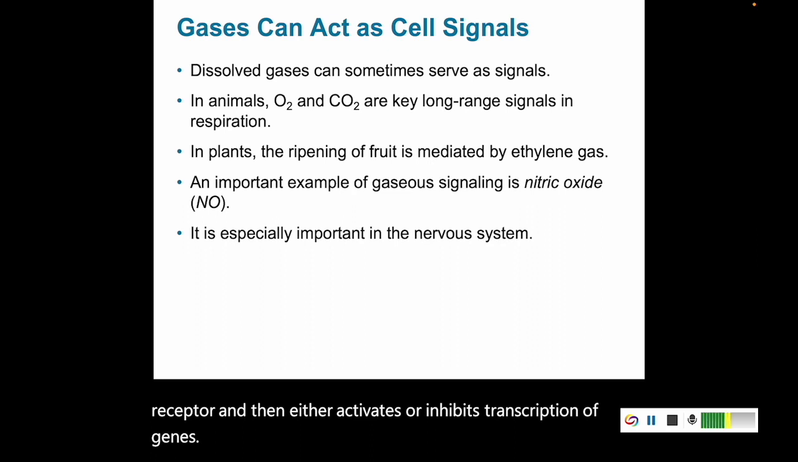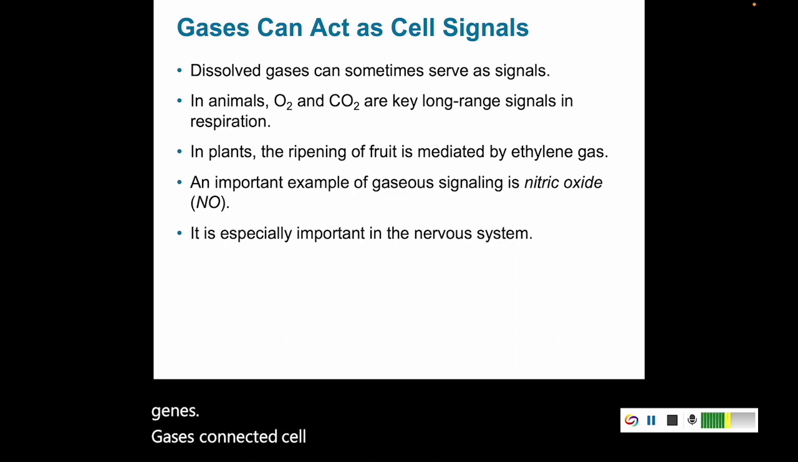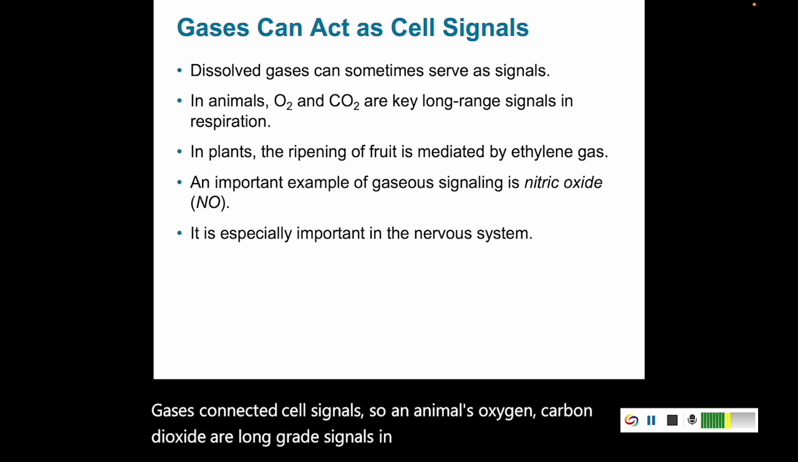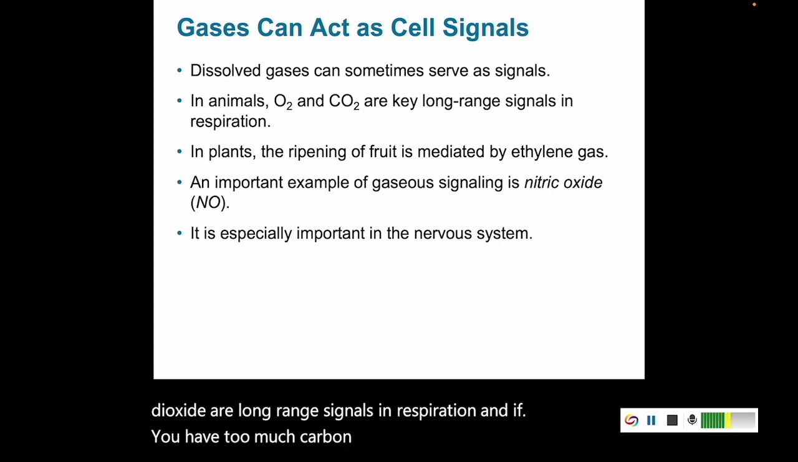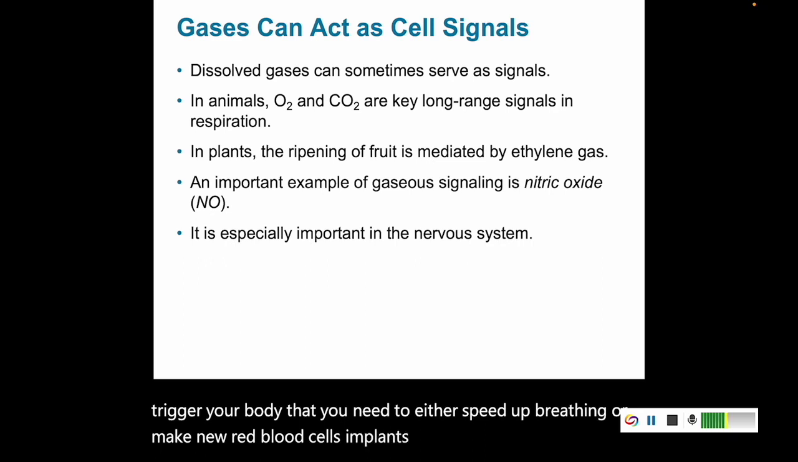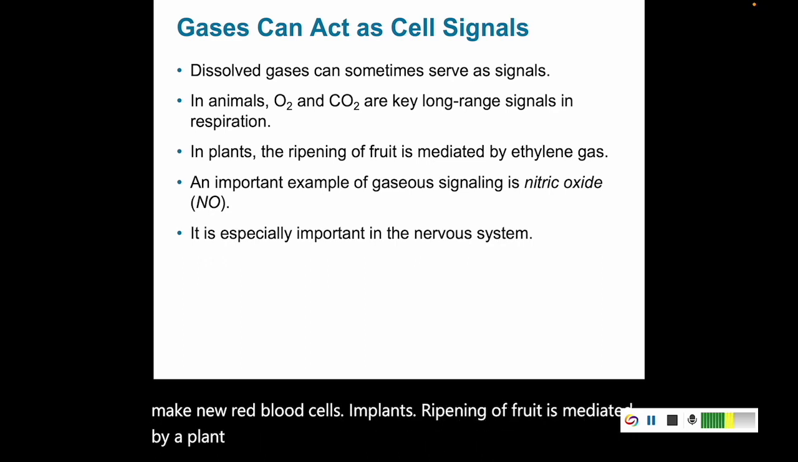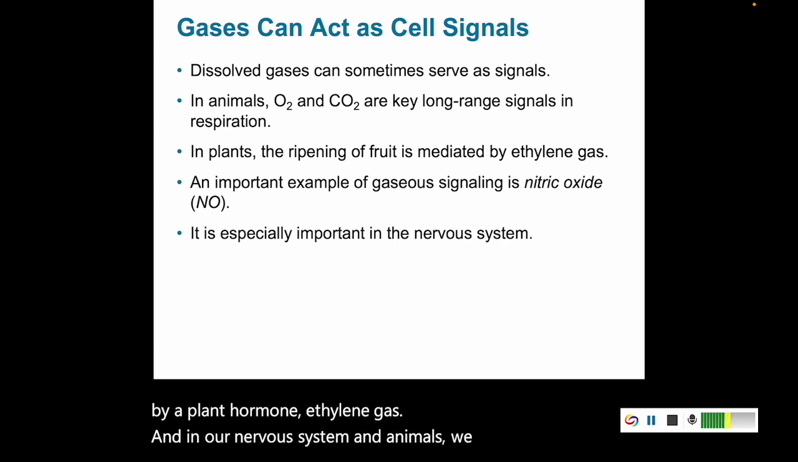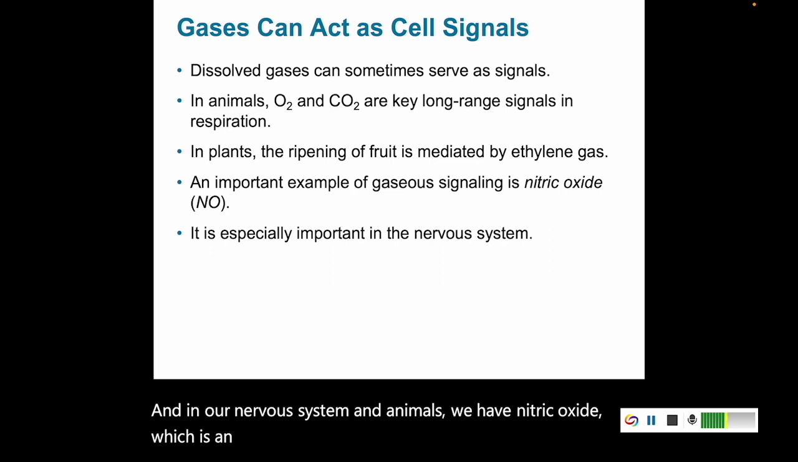Gases can act as cell signals. So in animals, oxygen and carbon dioxide are long-range signals in respiration. And if you have too much carbon dioxide in your body, that's going to signal your body that you need to either speed up breathing or make new red blood cells. In plants, ripening of fruit is mediated by a plant hormone, ethylene gas. And in our nervous system, in animals, we have nitric oxide, which is an important gaseous signaling molecule.